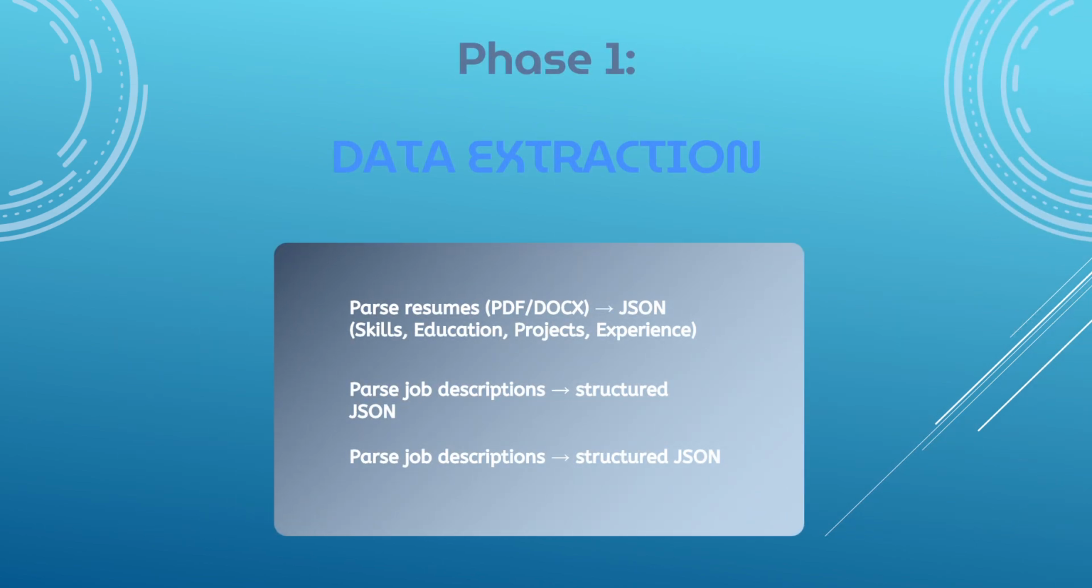We have divided our project into four phases. First is data extraction. We extract data from the job description to know what skills are required for the job. Then we extract the data from the resumes that we upload, and we save and structure it in JSON format. So the data extraction is done from the JD files and the resume files.